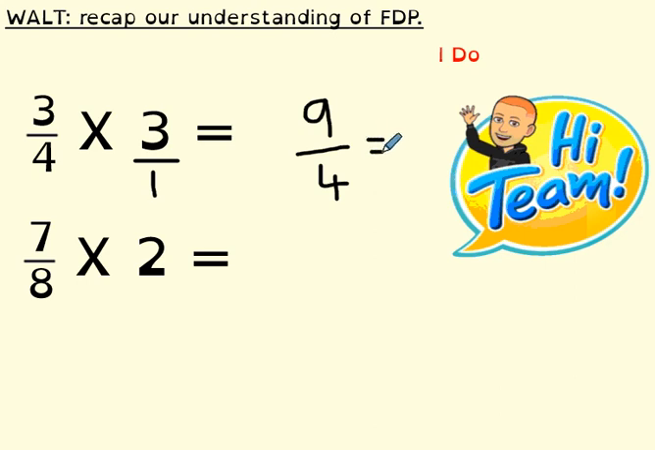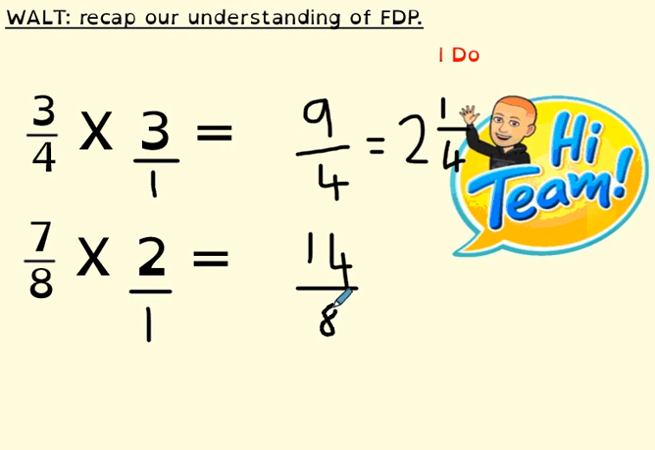I can make 2 wholes, and I have 1 remaining quarter to give me my fraction as a mixed number as 2 1/4. 7/8 times 2, again, over the denominator of 1. 7 times 2 is 14. 1 times 8 is 8.